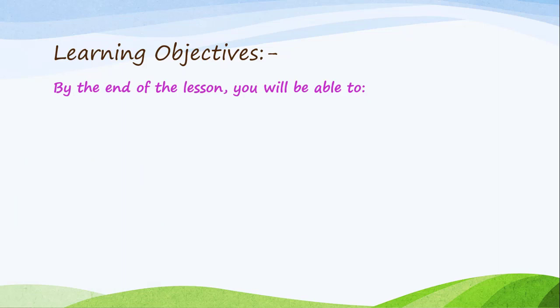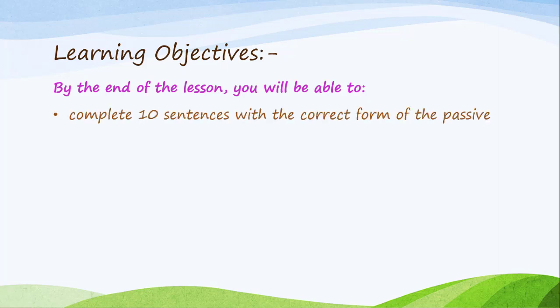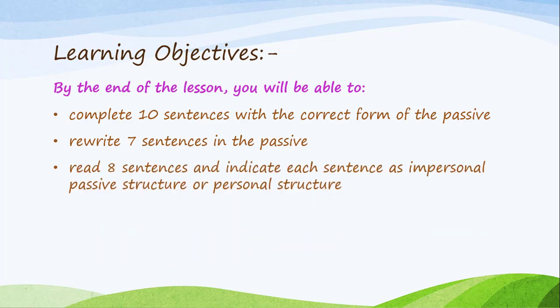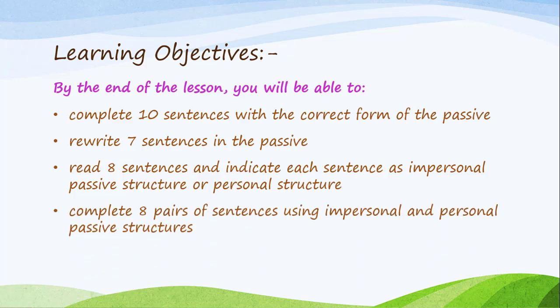So here are our learning objectives. By the end of the lesson, you will be able to complete 10 sentences with the correct form of the passive, rewrite 7 sentences in the passive, read 8 sentences and indicate each sentence as impersonal passive structure or personal structure, complete 8 pairs of sentences using impersonal and personal passive structures.